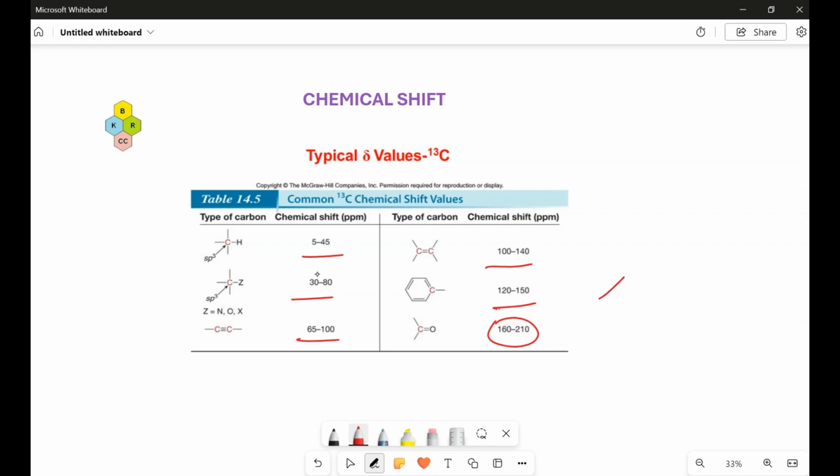And I'll give you an important clue here. Suppose you have a ketone, that will be greater than 200. That is a clue in most of the problems.